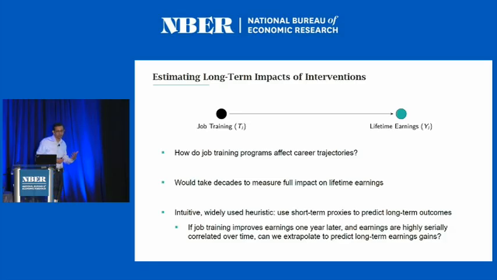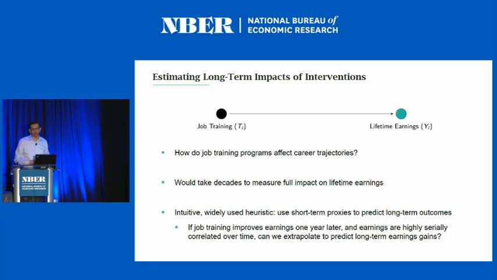So an intuitive, very widely used heuristic to get at this is to instead use short-term proxies to predict these long-term outcomes. So what's the logic here? If I see that job training has a positive impact on earnings 1 year after the program, and I see in some other historical data set that earnings are highly serially correlated, so if I tell you your earnings when you're 30 years old, it's highly predictive of earnings over your lifetime in the cross-section, then maybe I can extrapolate from that 1 year earnings impact to the lifetime earnings impact, essentially by multiplying the short-term treatment effect by the correlation between 1 year earnings and lifetime earnings. It seems like a very intuitive way to think about it.